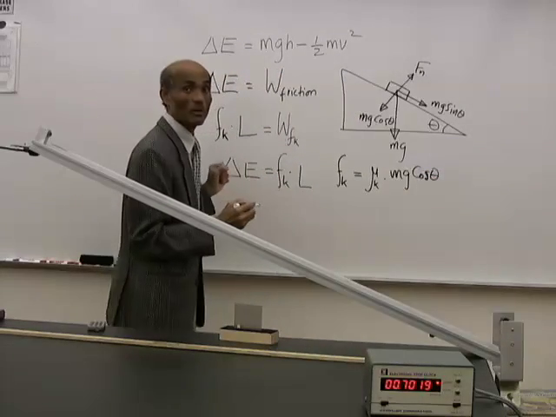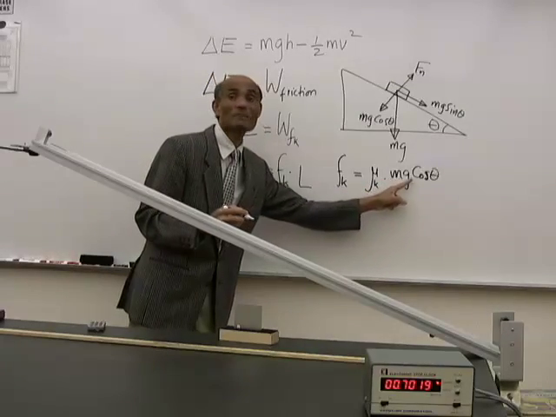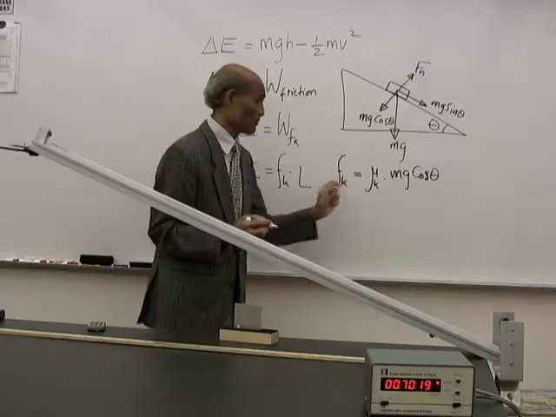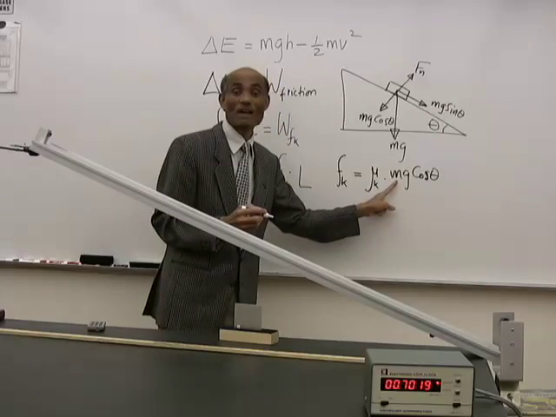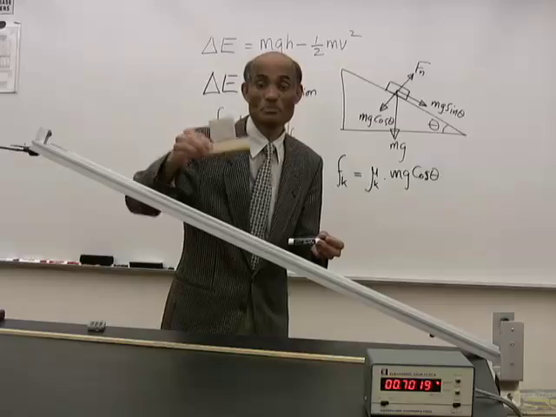So look at this now. You have Fk is mu k times mg cos theta. Well, you will know the value of m, the mass of this block. In fact, I will ask you to measure it.